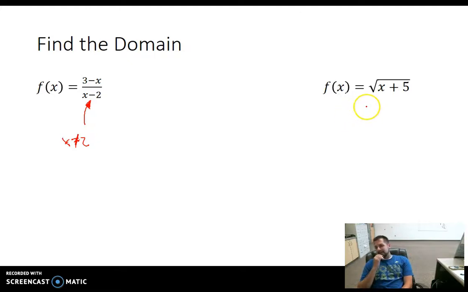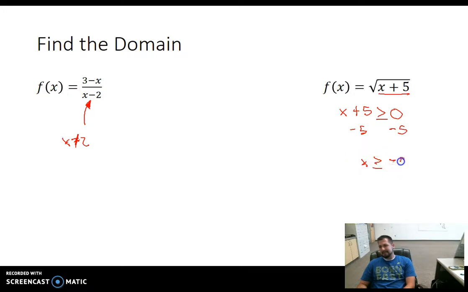The other thing that we are going to do is look at when we see a square root. I want to make sure that I'm not taking the square root of a negative number, and the way that we do that is we take whatever is underneath the square root and we set it greater than or equal to 0. Now, anytime you have a greater than or equal to sign, you just treat it like an equal sign in that we're going to solve. So I'm going to subtract 5 from both sides. So in this case, I know that my x has to be greater than or equal to -5. What that's saying is if I plug in a number that is less than -5, I know for a fact that I cannot do that because I cannot take the square root of a negative number.